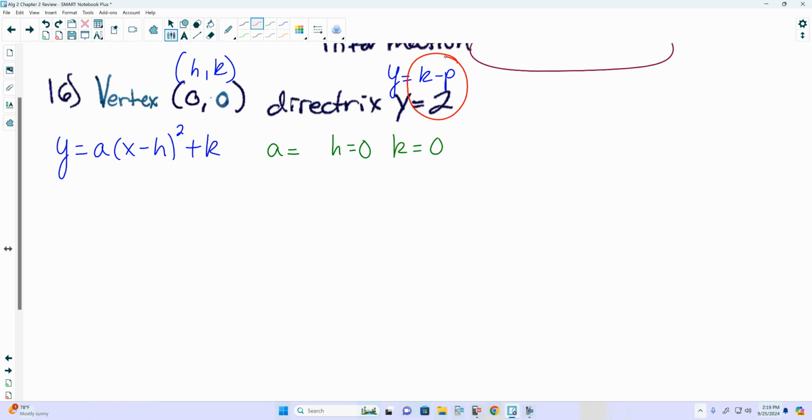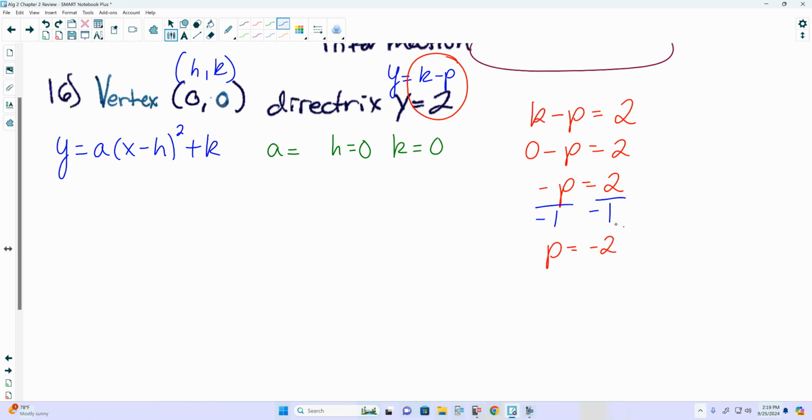Now the directrix has told us that we have k minus p, and its value is 2. So k minus p is 2. What's the value of k? So 0 minus p is 2. Well, 0 minus p is just negative p. We don't really care what negative p value is. We want to know what p's value is. So we divide both sides by -1 to find out that p is -2.